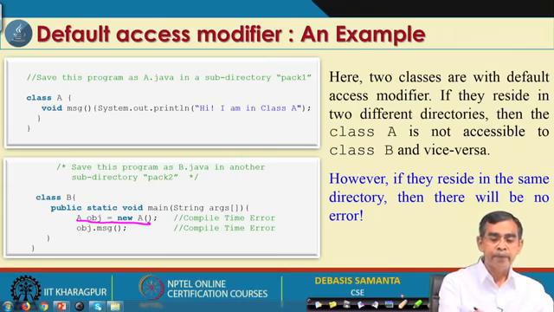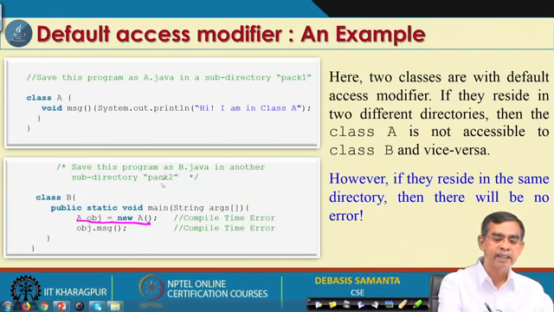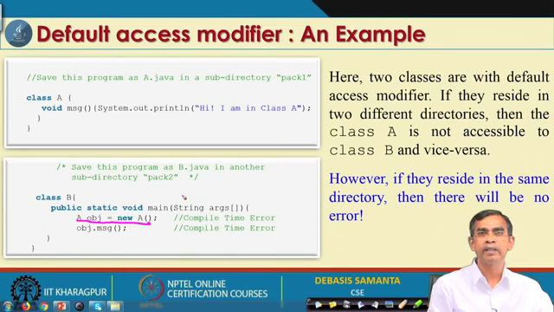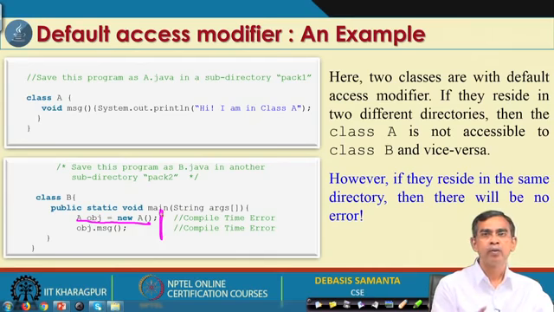Now, if these are two files belonging to different directories, then the access specifier will not work for you. If we maintain them in the same file, say b.java, then default access will work for you, and in this case these two will not give any error. But if they are maintained in different files, and not in the same directory, then it will produce an error.